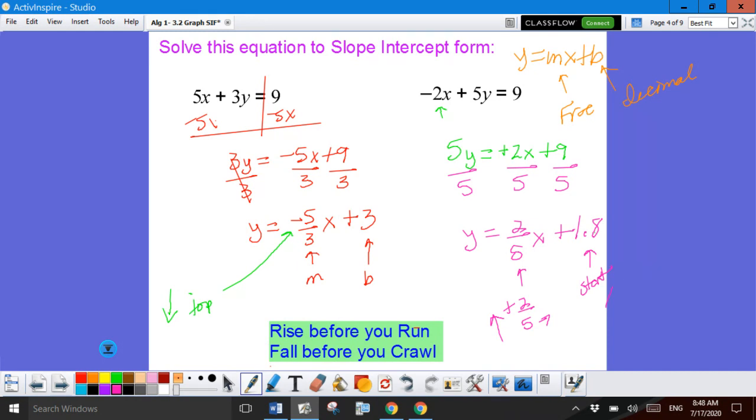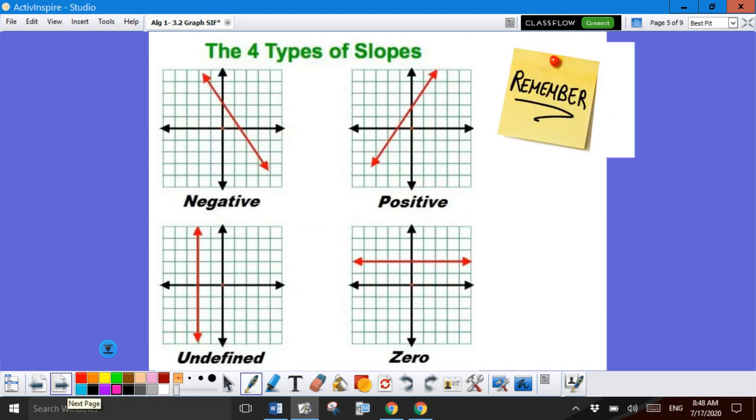Okay, now when we are graphing, remember you need to do rise before you run and fall before you crawl. Okay, rise before you run and fall before you crawl. Now, there's 4 types of slopes, and this is pretty important because a lot of times we think we're graphing right, but we don't stop and make sure that our answer makes sense.